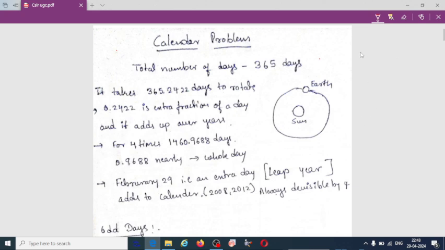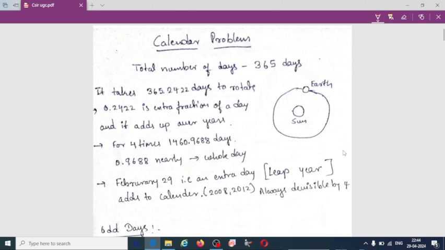Calendar problems: one question will be compulsory from this topic. First you should know the basic information regarding the calendar: how many days are in a year, how you can identify odd days, and how you can define the leap year, and you can try to solve with some of the tricks that I am going to discuss with you.